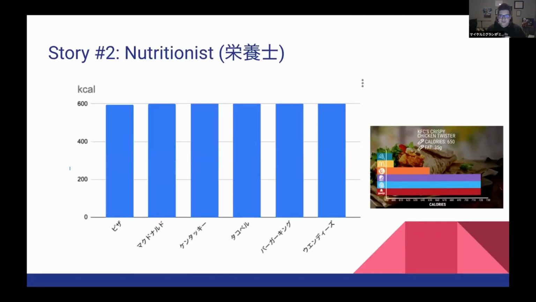The second story is a little bit different. Say we're a nutritionist trying to counsel a client on improving their nutrition. They may show the same set of data in a completely different way, starting the vertical axis at 0 and stopping at 600. There we go. What does this story communicate? All the options on the graph are not good for your health. The pizza isn't that great of a choice after all.